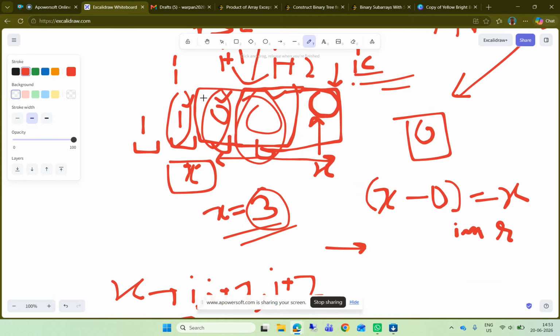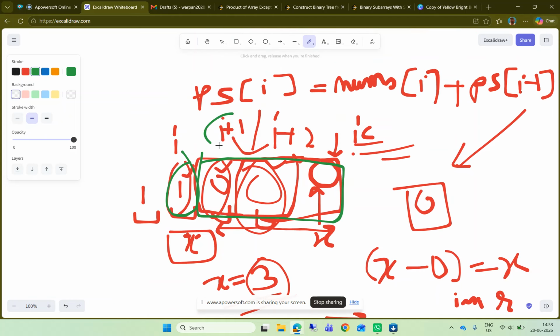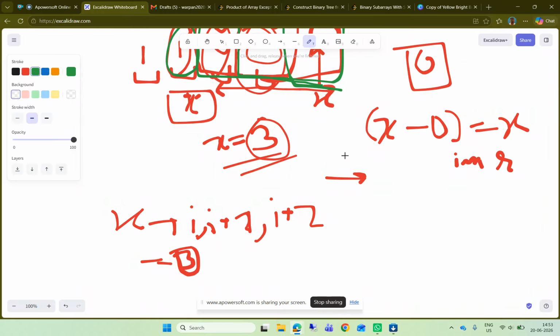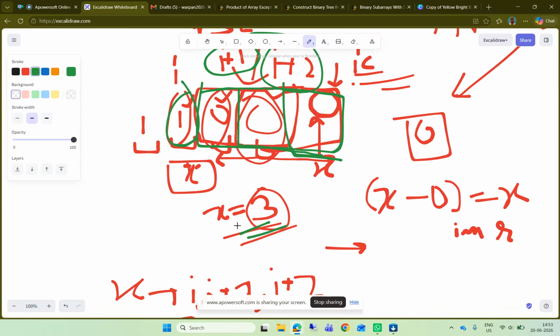So that means that when I say at this point the value is x, this is a valid subarray. When I say that at this point the value is also x, this is another valid subarray. At this point the value is x, this is another. So we get 3 subarrays, which is basically equal to the number of values which add up to that prefix sum till that point, right?